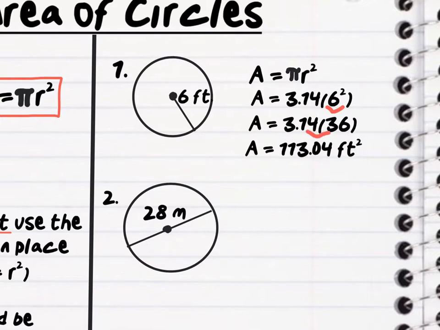So the area is 113.04, and then we say feet squared. Anytime you talk about area, the units are labeled with that little 2, units squared. Okay, and then we box our answer.